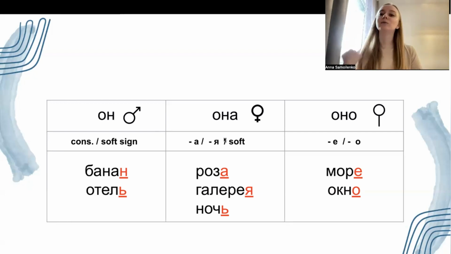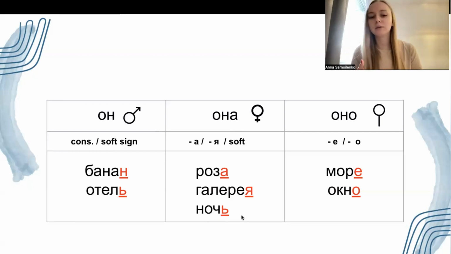So let's go to the word галерея. Галерея ends on the letter ya, and it means it is feminine. They are very similar. Usually, if you continue learning Russian, you will see that the ending ya is always about feminine gender. You will see this logic. And the soft sign also. We have the word ночь.